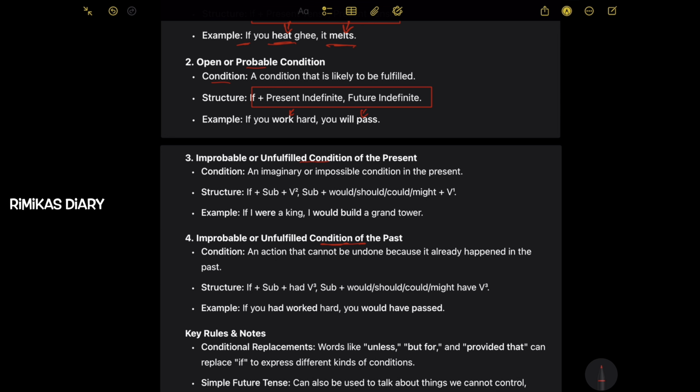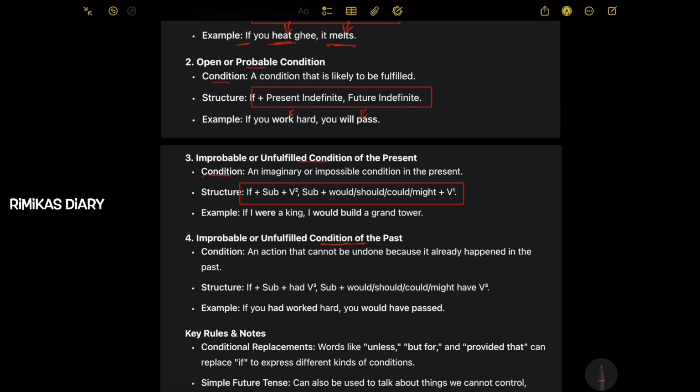Improbable or unfulfilled condition of the present. So the condition is an imaginary or impossible condition in the present. Structure: if plus subject plus verb 2, plus subject plus would or should or could or might plus verb 1. Example: if I were a king, I would build a grand tower. So the condition should be an imaginary or impossible condition in the present.